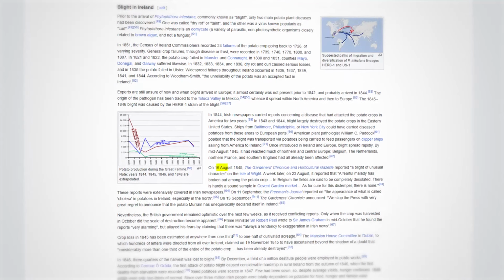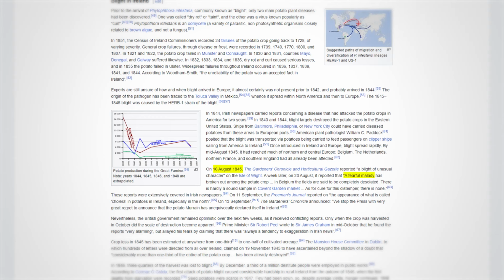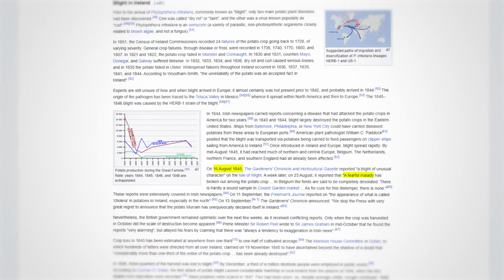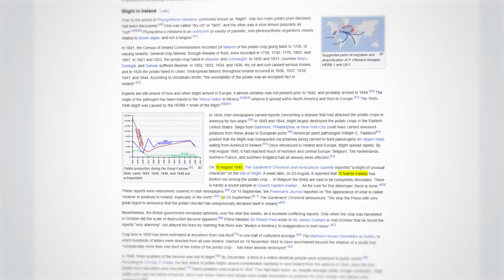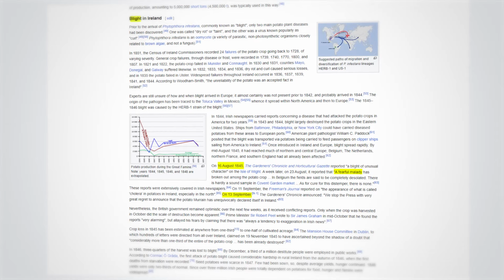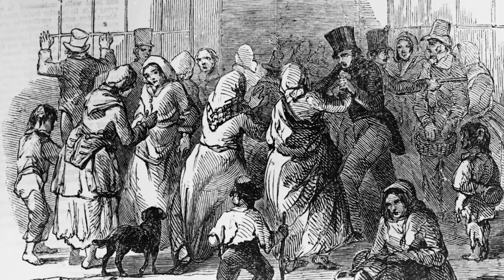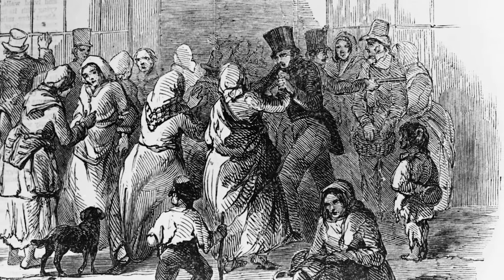The first whispers of doom hit the headlines in August 1845, with reports of a fearful malady destroying crops. Irish newspapers were full of stories about this mysterious potato sickness. And then, on September 13, 1845, it was official. Blight had invaded Ireland. Panic ensued, but the British government was slow to react, brushing off early warnings as exaggerations.